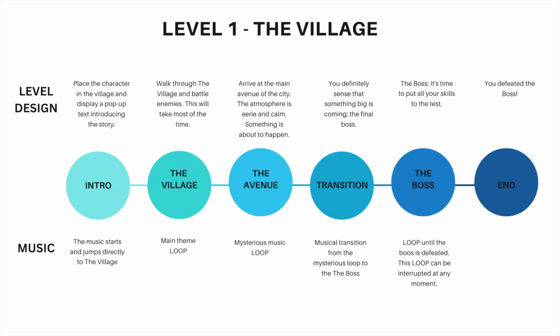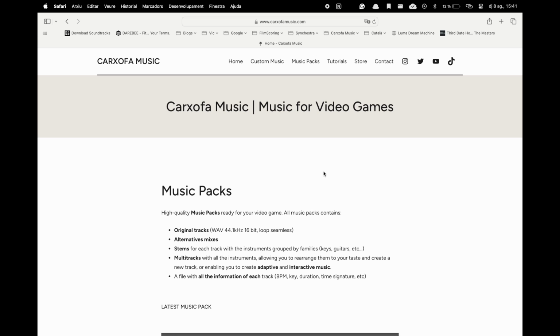Let's see how we implement this in FMOD. Let's start with a track from my Dark and Dystopian music pack, Dance of the Shadows. This track is 130 BPM.